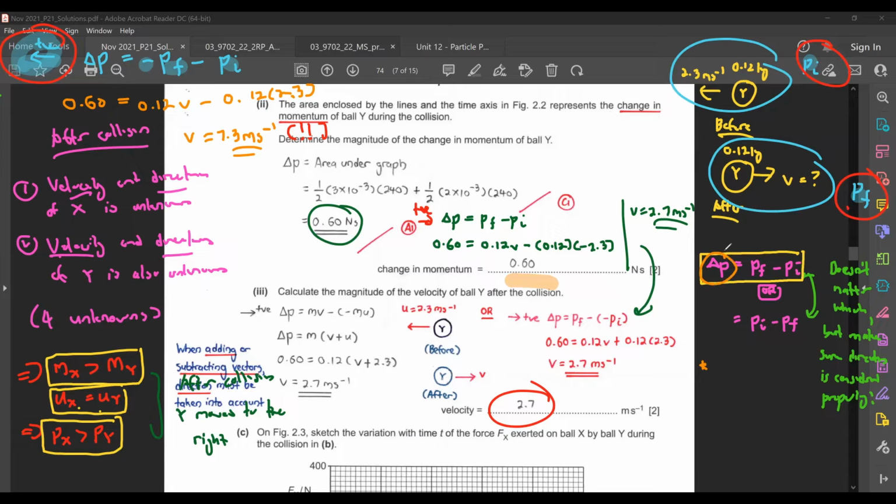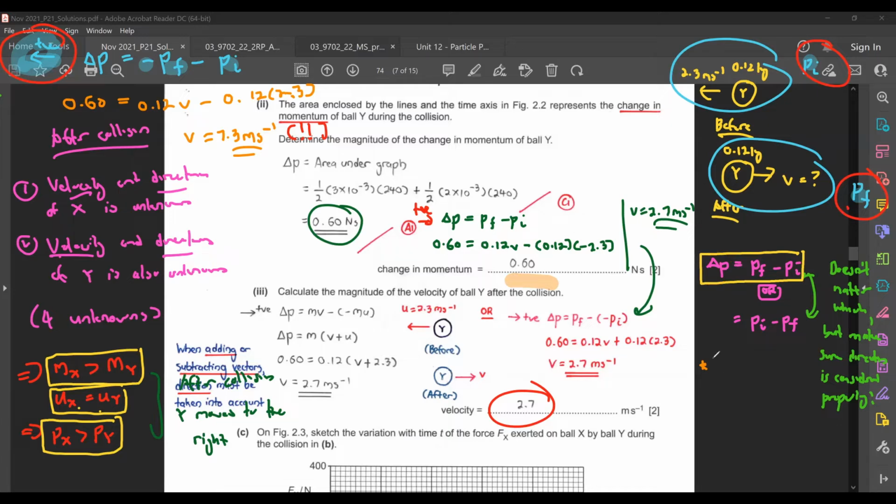Your momentum change also has direction. When we do this, usually most people will be bothered about PF and PI, the final and initial momentum, and their direction. But in some cases, they neglect the direction of the momentum change.